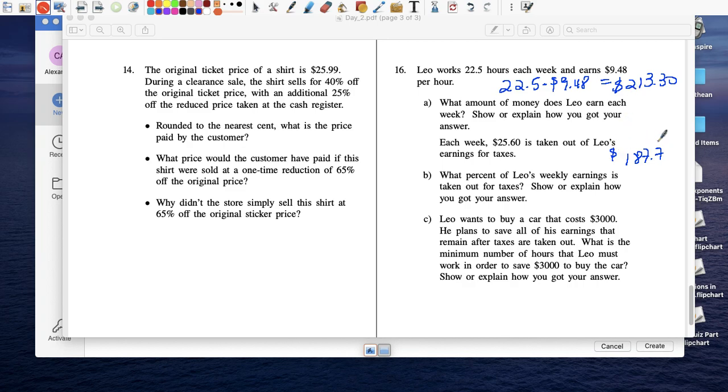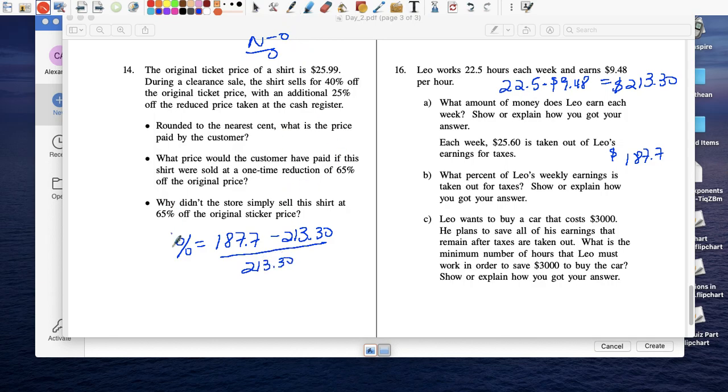All right, so there's a couple of ways of doing this. You can do percent change. Remember, new minus old over old. The new one, right after taxes, what he's taking home, his check changed to 187.70. The old check was 213.30. And then we're going to divide that by the old, so 213.30.